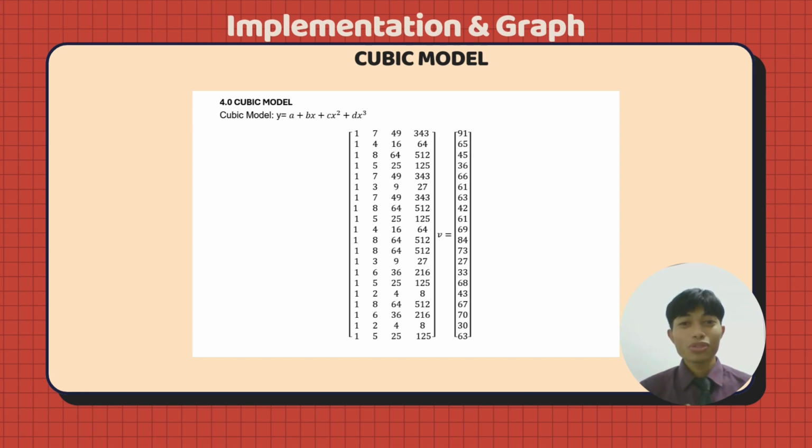Now, we move on to the cubic model for the data. For this model, the general equation is y equals a plus bx plus cx squared plus dx cubed. After substituting all the independent and dependent variables into the equation, we get Mv equals y, which represents the matrix of the system.